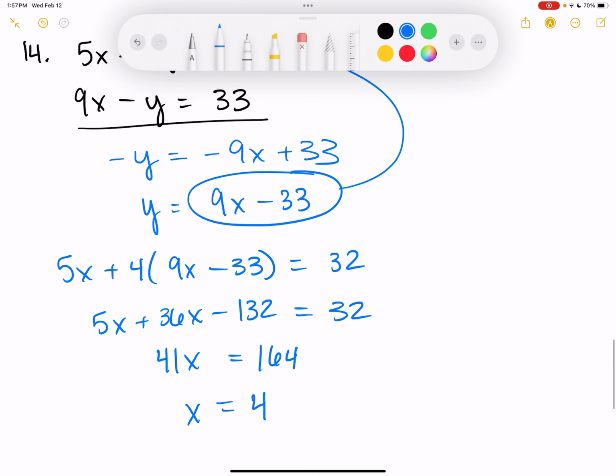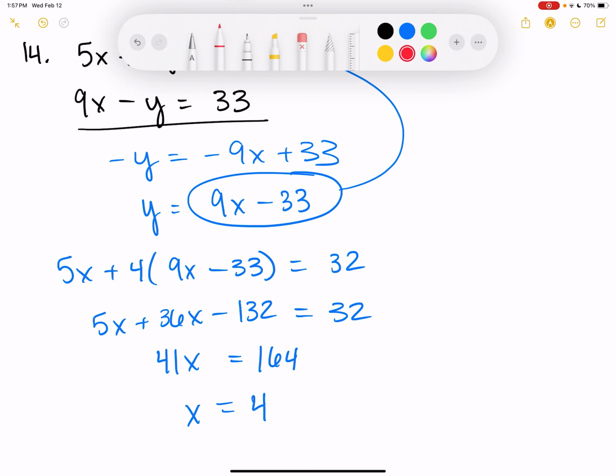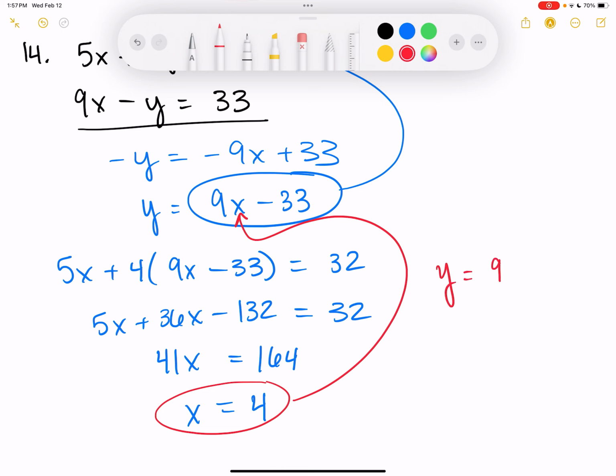So there's x. So now I take this number and I'm going to plug it in for x here. So y equals 9 times 4 minus 33. What's 9 times 4? 36. 36 minus 33 is 3. So the point is 4, 3.